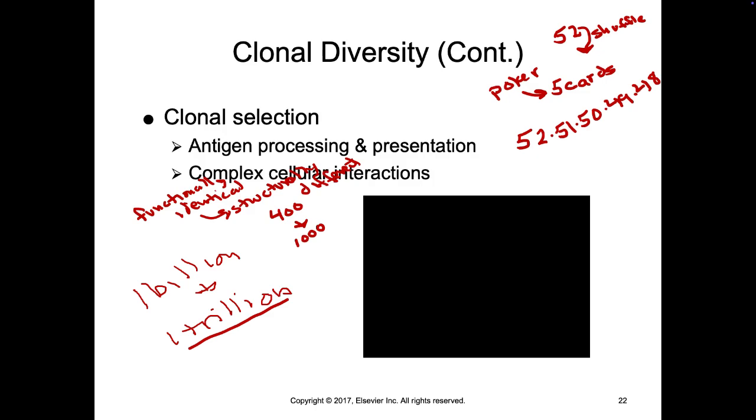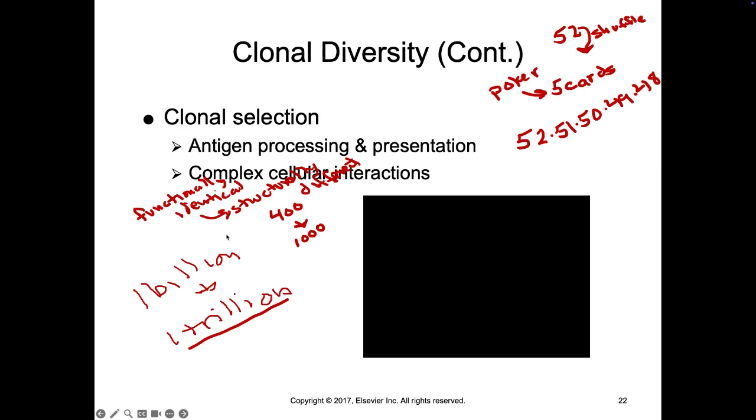So the statement that all cells in the body have the same DNA sequence front to back, with the exception of your gametes, there's another exception, and that's your lymphocytes, right? The antibody genes and the T cell receptor genes are going to be different from clone to clone to clone because of this recombination process. And that's how we're able to get to between 1 billion and 1 trillion different specificities.